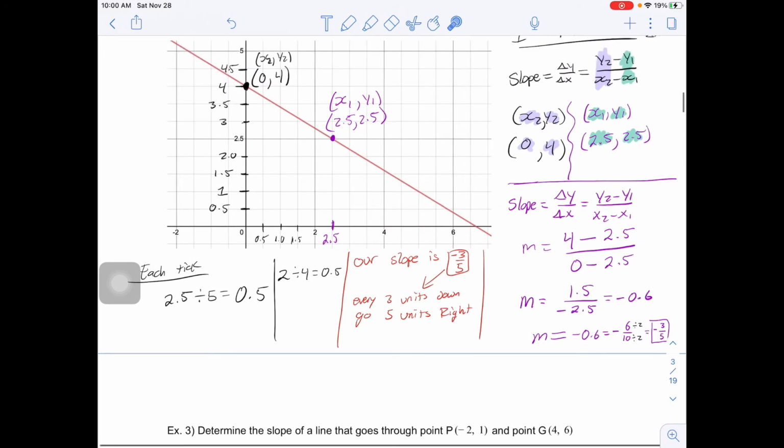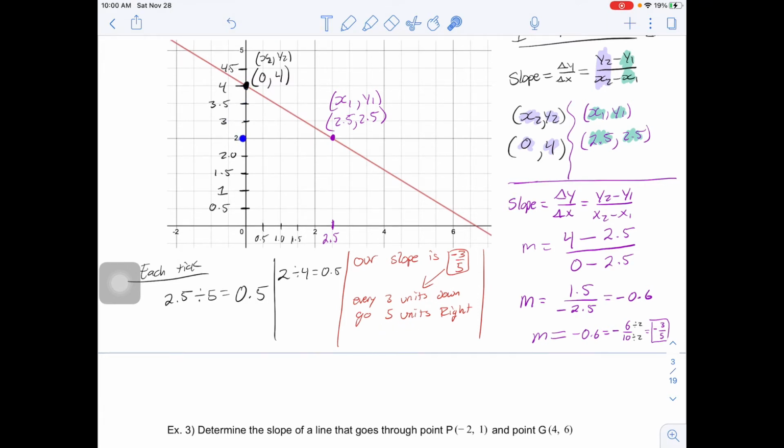So let's see if that works. Let's start at this point, and let's go 3 units down. So 1, 2, 3, and let's go 5 units right. Or sorry, that's not how it would work. We need to go 3 units down. This is 0.5 unit. So we want to go 3 units down. So 1, 2, 3, and then 5 units right. So 1, 2, 3, 4, 5. And would you look at that? We do end up at a point on our graph.